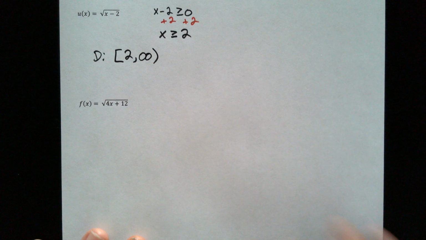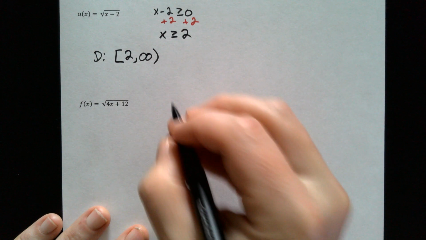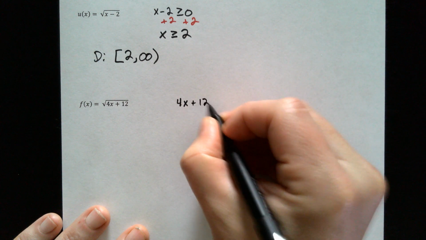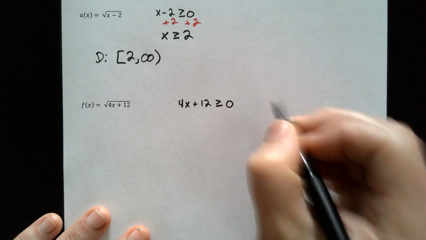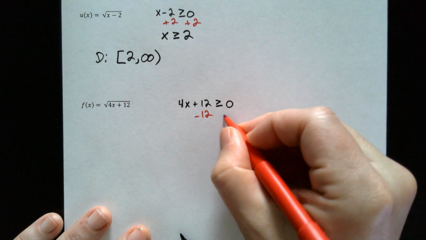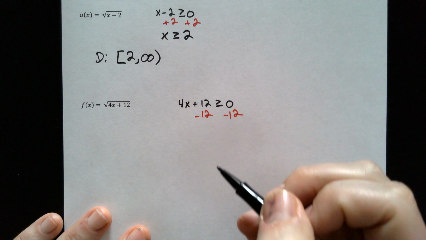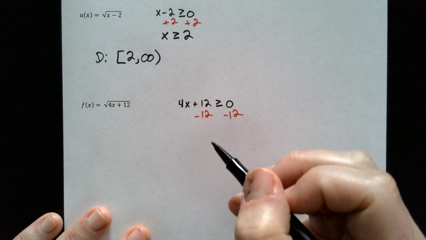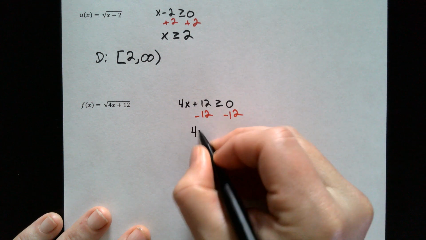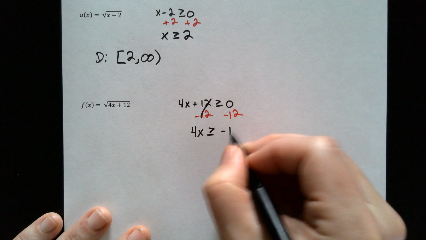This one, we've got 4x plus 12. It's all under the square root. So we will set the entire inside there, 4x plus 12, to be greater than or equal to 0. First we need to subtract the 12. Adding and subtracting never flips the inequality sign, but if you divide or multiply by a negative number, it will flip. So that becomes 4x, and 0 minus 12 gives us negative 12.